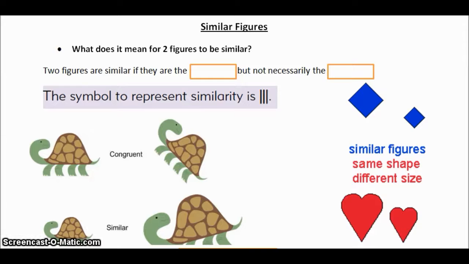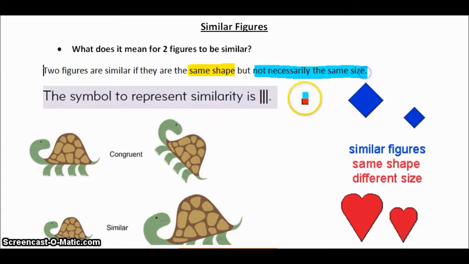Two figures are similar if they are the same shape but not necessarily the same size. So same shape, but they don't have to be the same size. Now the symbol to represent similarity is actually three vertical lines next to each other, like an equal sign but with three lines and rotated around a bit. It's important that you remember that.